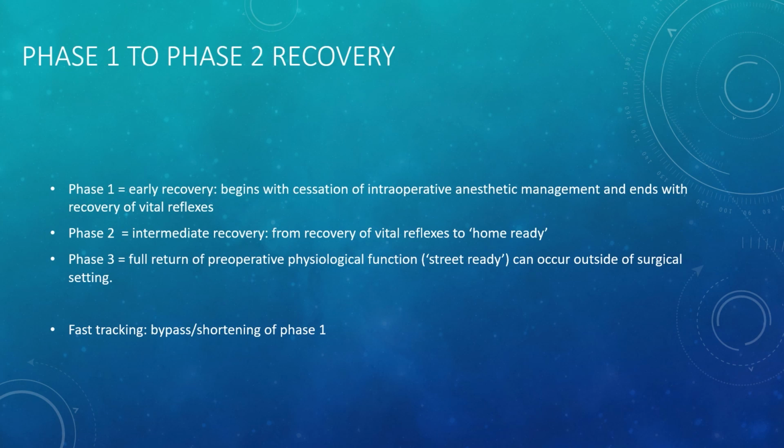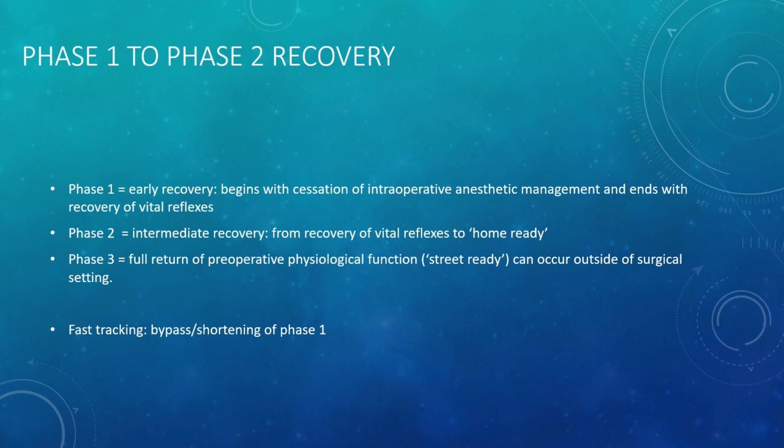So in ambulatory care, the challenge is to minimize the time spent in phase 1 and phase 2 without undue risk of readmission. Fast tracking, which means either bypassing or shortening phase 1, has been shown to reduce the time to discharge, but it also requires more nursing intervention, especially in phase 2, to get the patient home ready. So it cuts down on time, but it doesn't cut down on manpower.